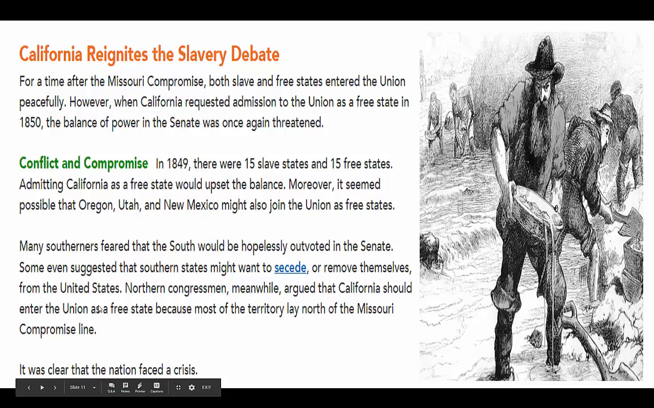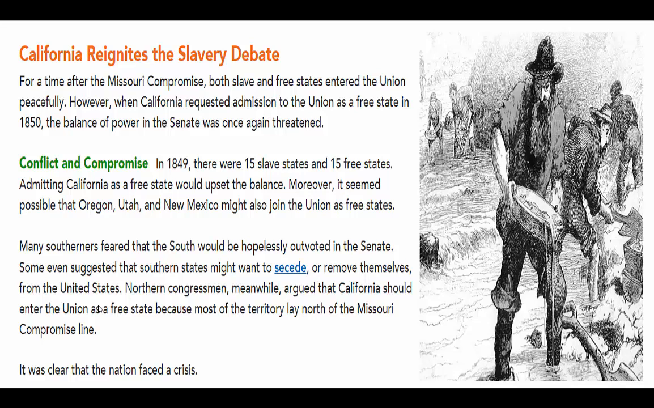California reignites the slavery debate. For a time after the Missouri Compromise, both slave and free states entered the Union peacefully. However, when California requested admission to the Union as a free state in 1850, the balance of power in the Senate was once again threatened.